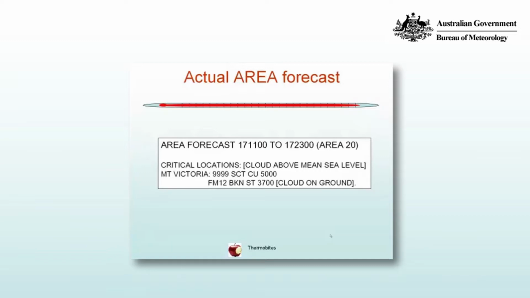From 12 UTC for this particular forecast, broken stratus, so that's 5 oktas or more of stratus at 3,700 feet above mean sea level. And because that is the height of Mount Victoria above mean sea level, they've added the information that means cloud on ground. So this would exclude flying via visual flight rules because pilots would not be able to observe the ground.